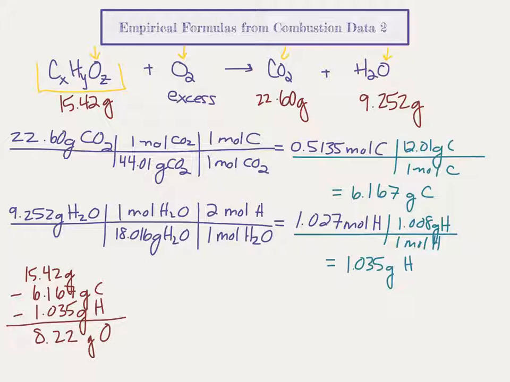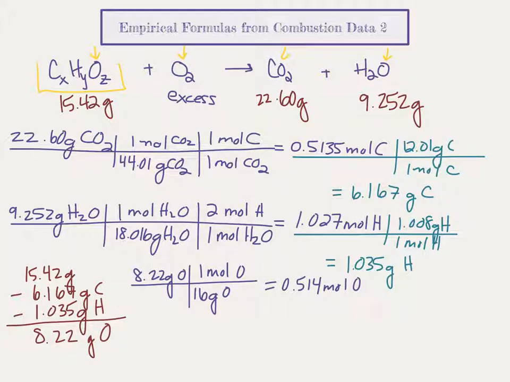Okay, now that I know my grams of oxygen, I can convert those grams into moles. 8.22 grams of oxygen, dividing by the molar mass of oxygen. This gives me about 0.514 moles of oxygen. Now I can treat this problem like every other empirical formula problem, and I can divide all of my mole amounts by the smallest number. I'm going to reproduce these so we can see it a little better.